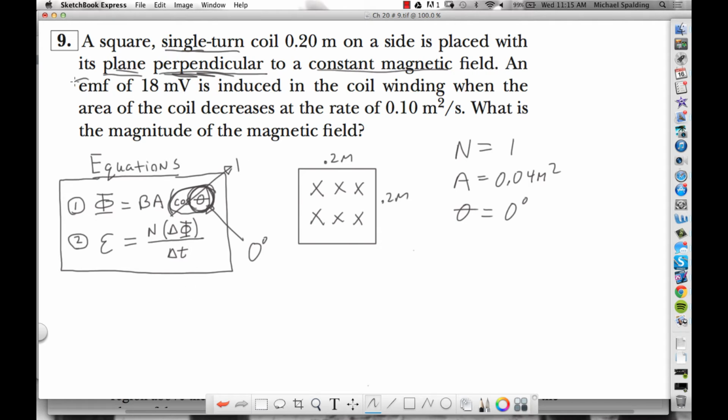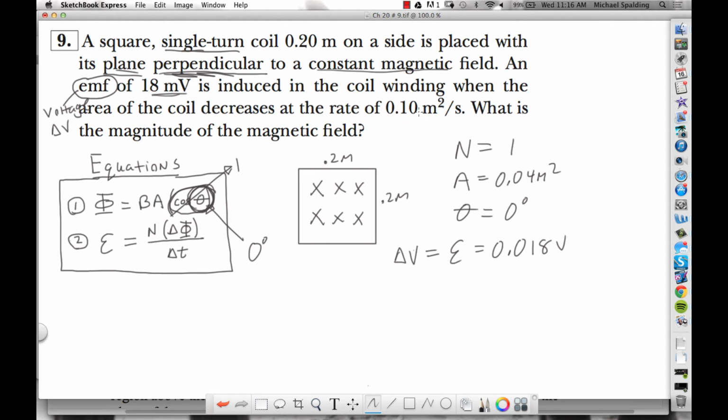In EMF, EMF is another name for what? That's voltage. Did I spell that right? Voltage. Delta V is EMF. So our voltage is 0.018 volts. E is the same as delta V. Okay, 18 millivolts is 0.018 volts. When the area of the coil decreases at the rate of 0.1 meters squared per second.